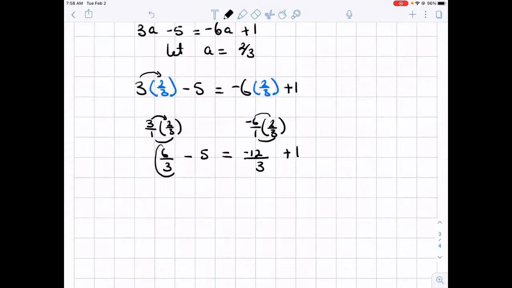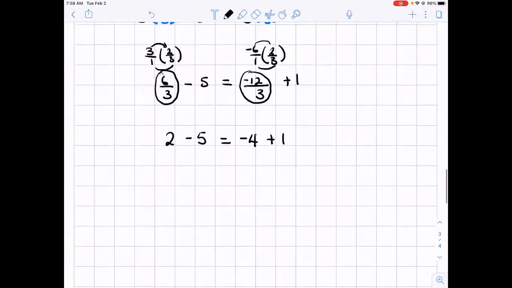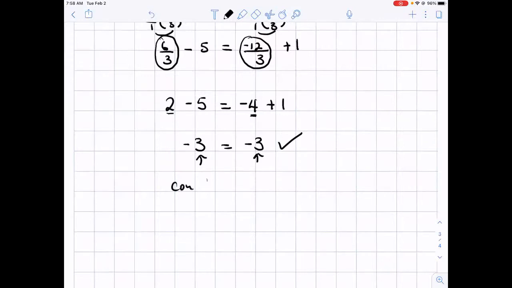Now if you notice, 6 divided by 3 is 2, minus 5. And negative 12 divided by 3 is negative 4, plus 1. 2 minus 5 becomes negative 3. Minus 4 plus 1 becomes negative 3. So the left side is equal to the right side, and that's true. So you have confirmed that a is equal to 2/3, and we say it checks.